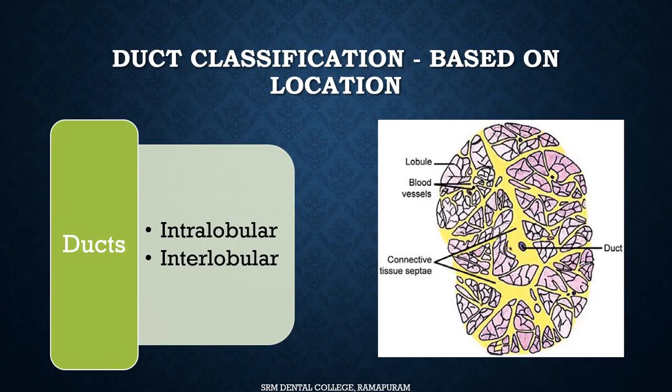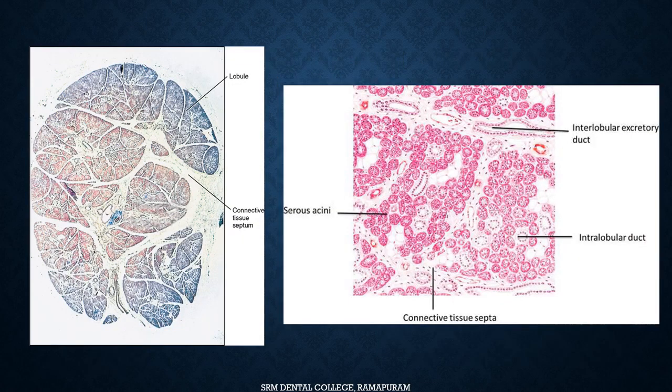Moving on with the classification, ducts can be broadly classified into intralobular ducts and interlobular ducts. As you all know, the salivary gland is divided into multiple lobules. If a duct is present within the lobule of a salivary gland, it is termed an intralobular duct. If a duct is present between the two lobules of a salivary gland, we call it an interlobular duct. The salivary gland ducts are classified as interlobular and intralobular based on their location.